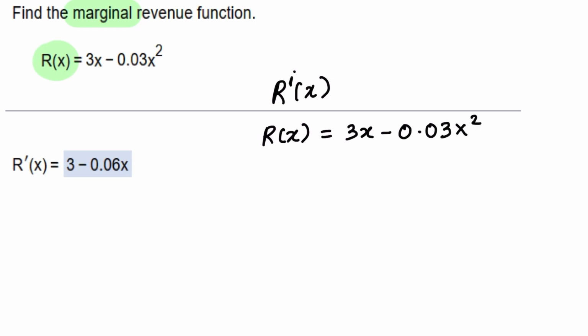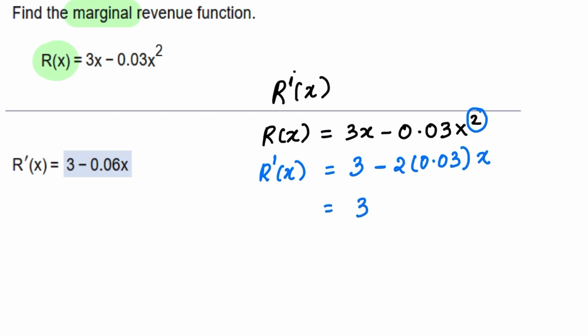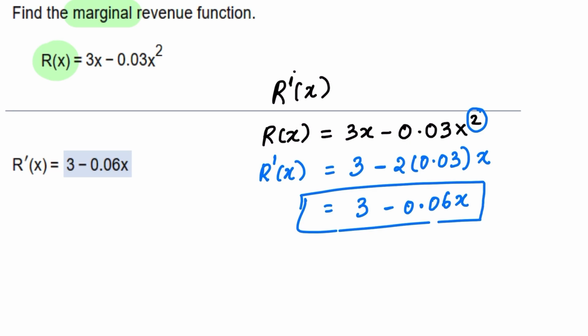So the derivative, I'm going to use a different color. R hyphen of X: the derivative of 3x is 3, minus the derivative of x squared, which is 2, comes all the way up in front, times 0.03 times x, which is 3 minus 0.06x. Now let's see if our answer matches. And bingo, there it does.